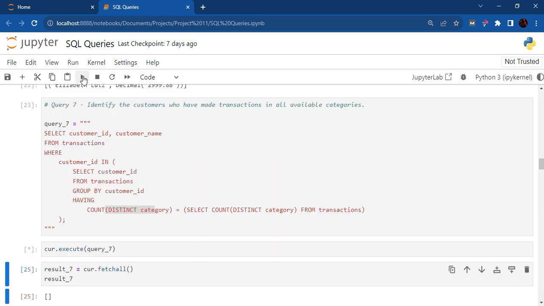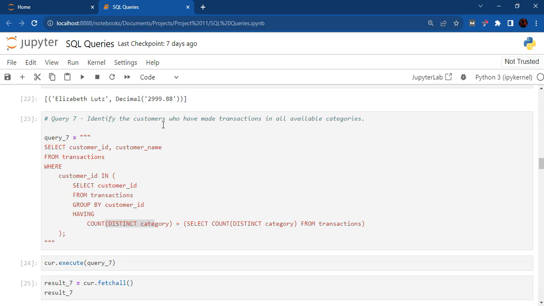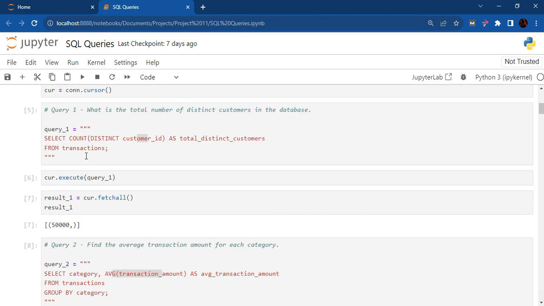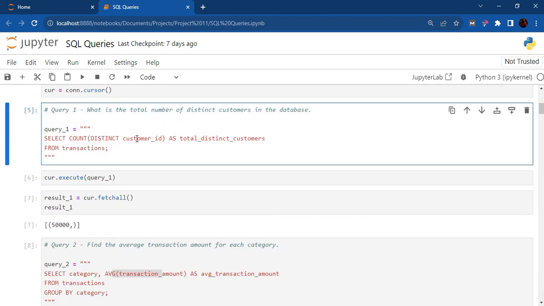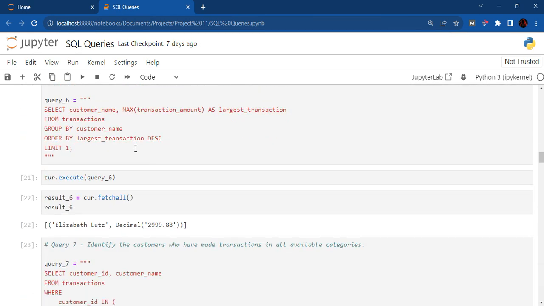Let me run that to show you what I mean. We had an empty result here because there was no customer who has made transactions in all available categories. The reason is this. Remember when we were checking the customers, the first part when I told you about getting distinct customers, each and every customer appeared only once. So for them, it's not possible to have made a transaction more than one time.